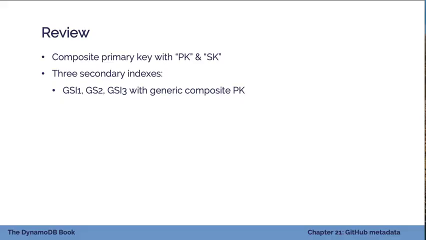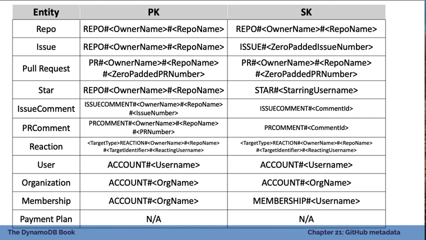Our table will have a composite primary key using generic names like PK and SK for those primary key values. We also had 3 secondary indexes, GSI1, GSI2, and GSI3, and all those had those generic composite primary keys as well. Just looking at our entity charts here, we have a bunch of different entities: repos, issues, pull requests, stars, issue comment, PR comment, reactions, users, membership, organization. We didn't have a payment plan because that's going to be attached directly to a user and an organization, but we have that on here since it was in our entity chart.